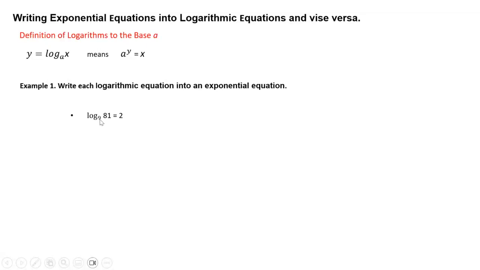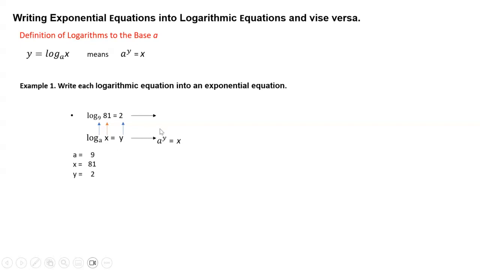We have log base 9 of 81 equals 2. So we have to go from logarithmic to exponential. Okay, so we have to know what the a is, what the x is, and what the y is. In this case, my a will be 9. My x will be 81, and my y is 2.